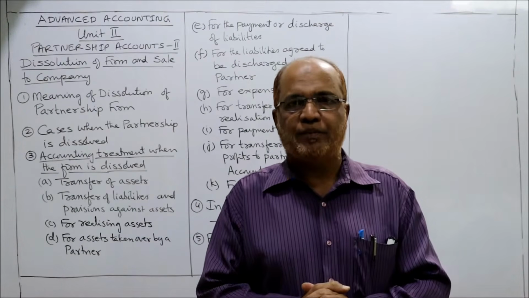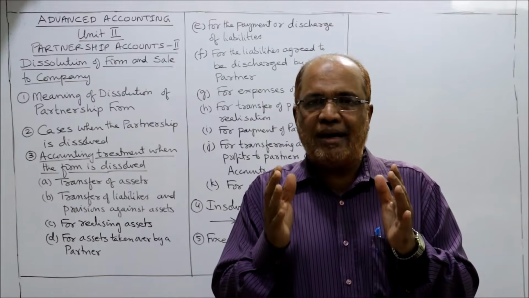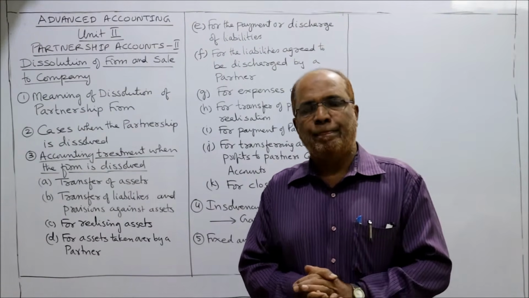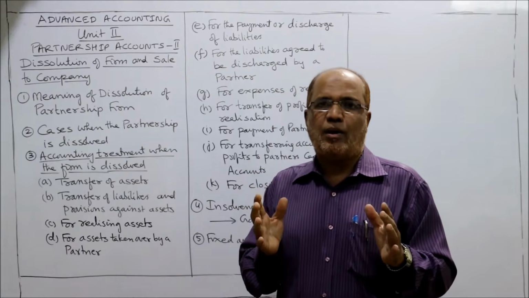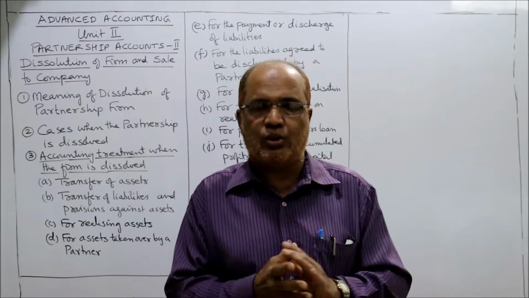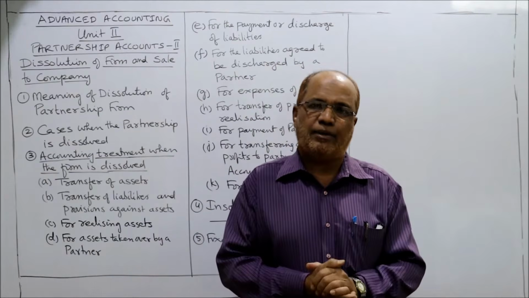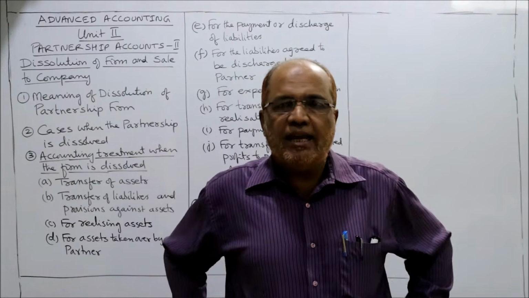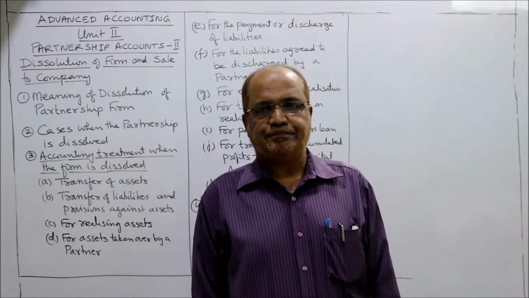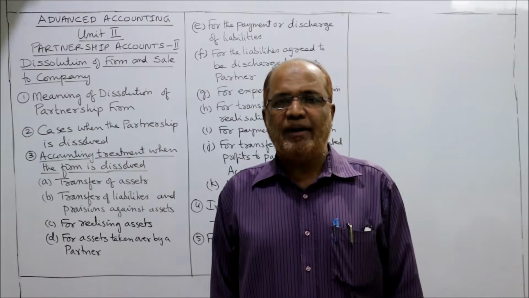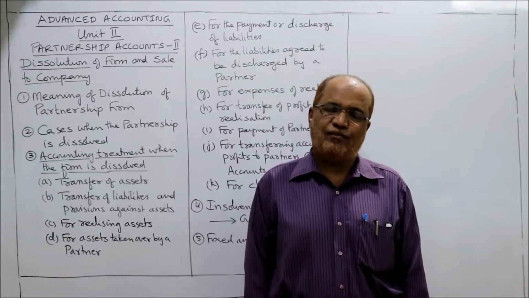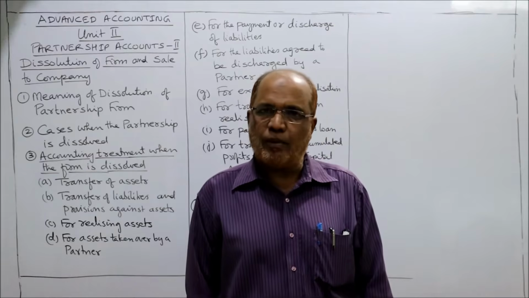We have discussed how to make the profit and loss appropriation account, division of profit. We have discussed the fixed capital method and fluctuating capital method, and how to make the accounts. We have done so many problems. The next topic was admission of a partner. What are the adjustments to be made when a new partner is admitted to the partnership firm? So we have done the problems.